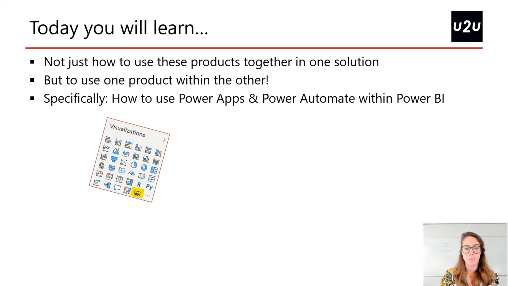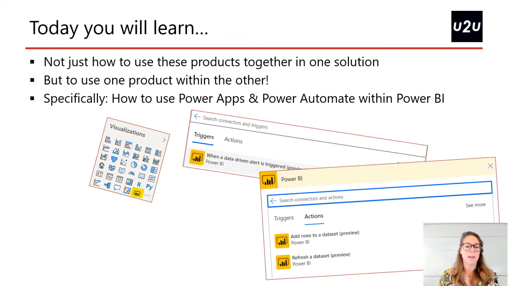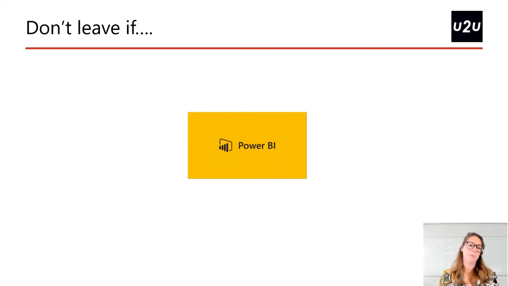So we can use a Power App visual in Power BI, and we can trigger a flow based on a data-driven alert from Power BI. And there are some Power BI actions in Power Automate as well, where we can add rows to a data set or refresh a data set. And so these things I would like to discuss in my presentation. So don't leave if you like Power BI.